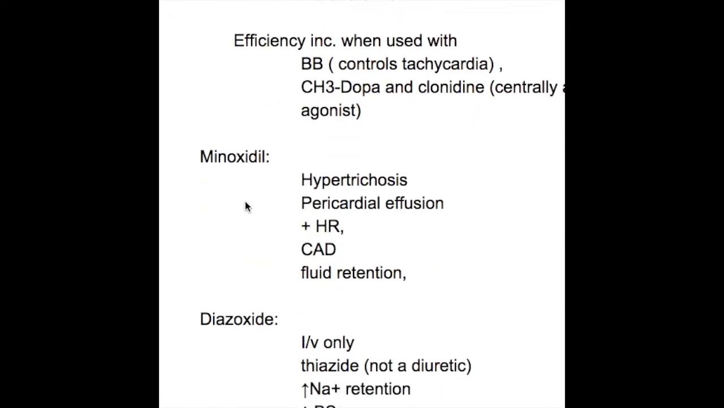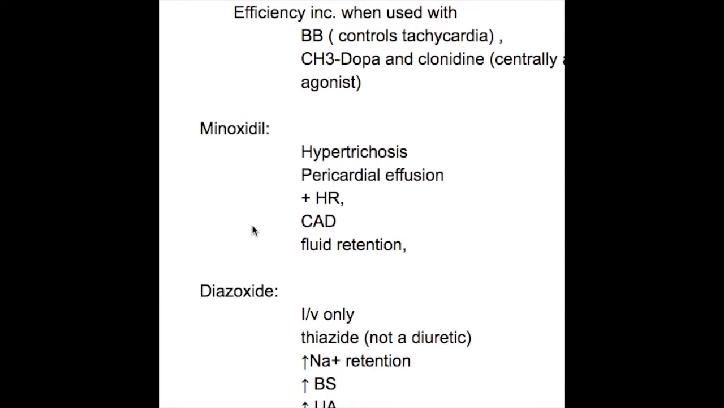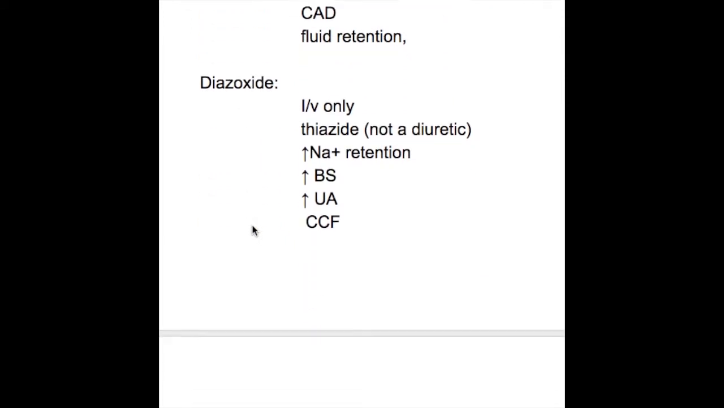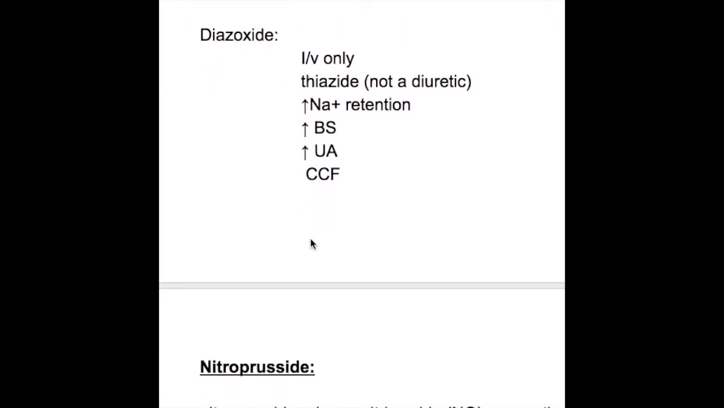The next drug in this group is minoxidil. The side effects are hypertrichosis and pericardial effusion, and also reflex tachycardia and coronary artery disease. Diazoxide is given IV only. It belongs to the group of thiazide drugs. In fact, it increases sodium retention, and also it causes hyperglycemia, hyperuricemia, gout, and congestive cardiac failure.